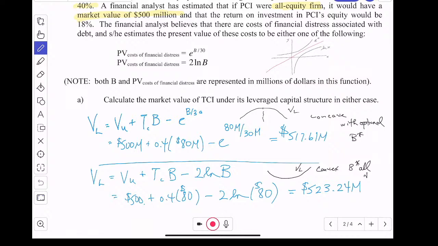So you should be able to plug this into the formula and get some answers for part A. Part B, finding optimal debt, I'll say review this. I will put a bonus question on the test.